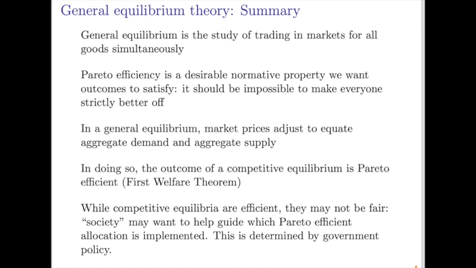Now, while these competitive equilibrium allocations are efficient, Pareto efficiency doesn't tell us anything about fairness. And so what we've seen is that society may prefer a different Pareto efficient allocation to the one chosen by competitive equilibrium. And so which Pareto efficient allocation is actually implemented can be different from the optimal one for society. And this is where government policy is important. And it is possible for governments to step in and guide the market to the desired Pareto efficient allocation.